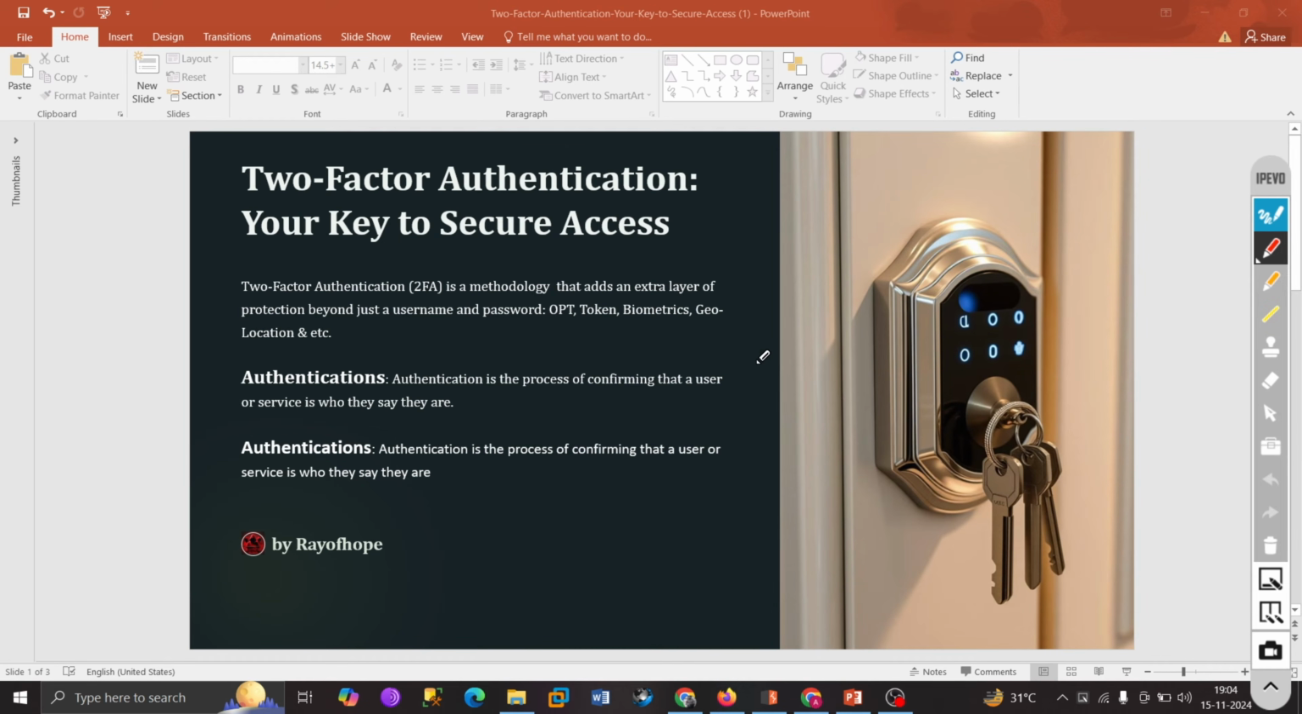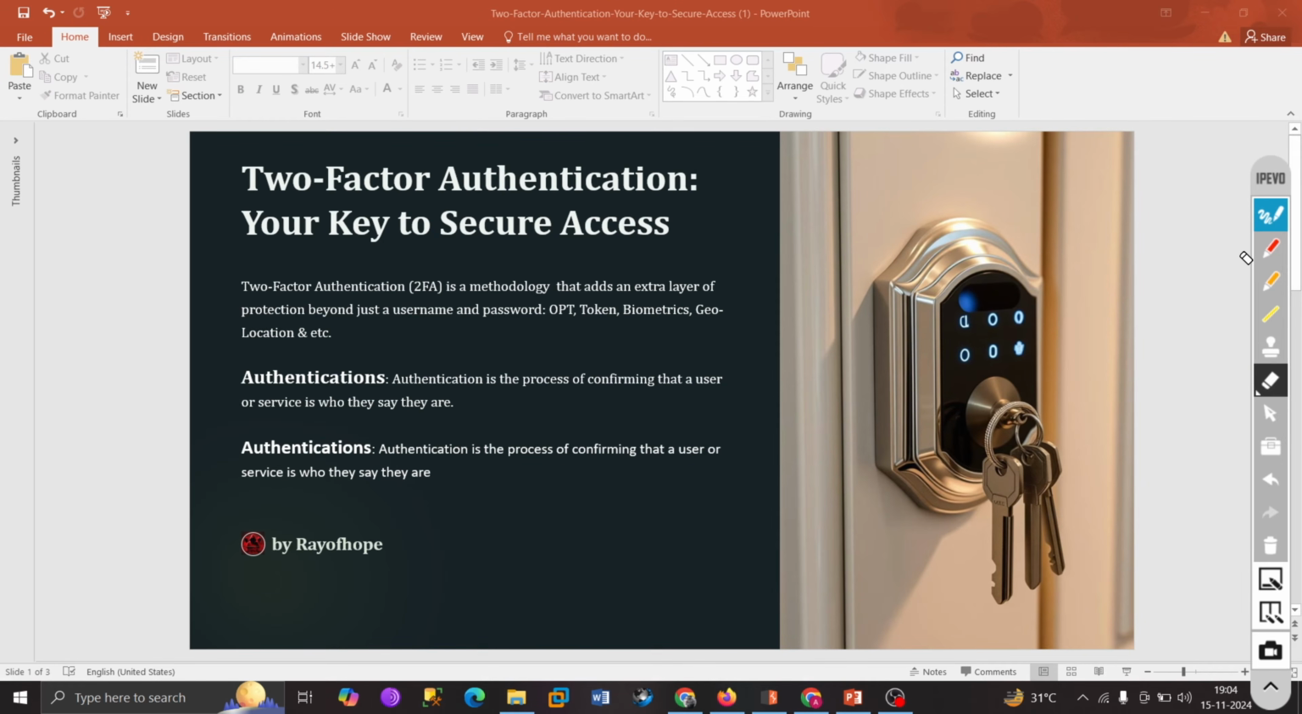Okay. So when we talk about two-factor authentication, what exactly do we mean by 2FA? 2FA is just a methodology that adds an extra layer of protection beyond the username and password. Like what? OTP, token, biometrics, geolocation, and many more, right? Okay. So what exactly does a password mean? It means something you know. When we talk about OTP or password, it is something you know, right?